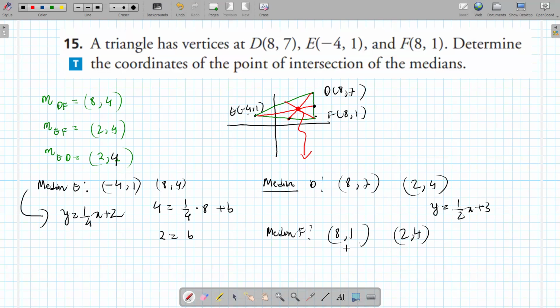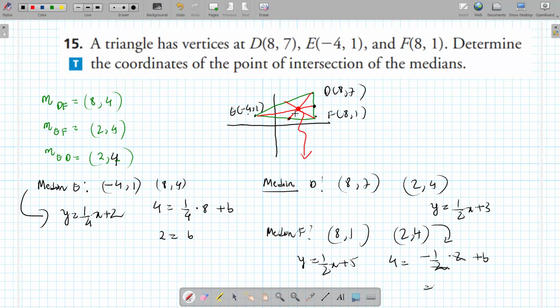So for this one, what's the slope? It is going to be negative. It's negative 3 over 6, so it's negative 1 over 2. And again, I'm going to plug in this point to find my B value. Times 2 plus B, it's going to be 5. So our equation is negative 1 over 2x plus 5. Is that making sense?